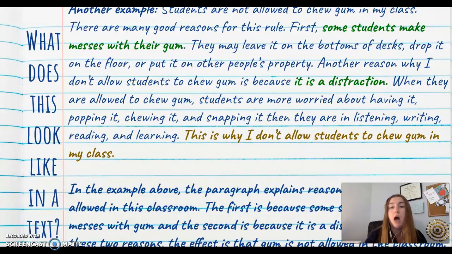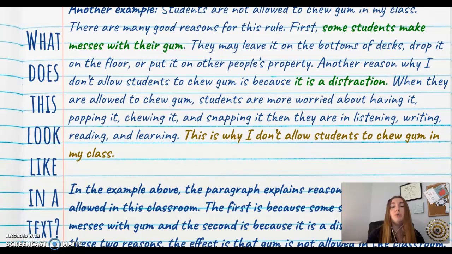people's property. Another reason why I don't allow students to chew gum is because it is a distraction. When they are allowed to chew gum, students are more worried about having it, popping it, chewing it, and snapping it than they are in listening, writing, reading, and learning. This is why I do not allow students to chew gum in my class.